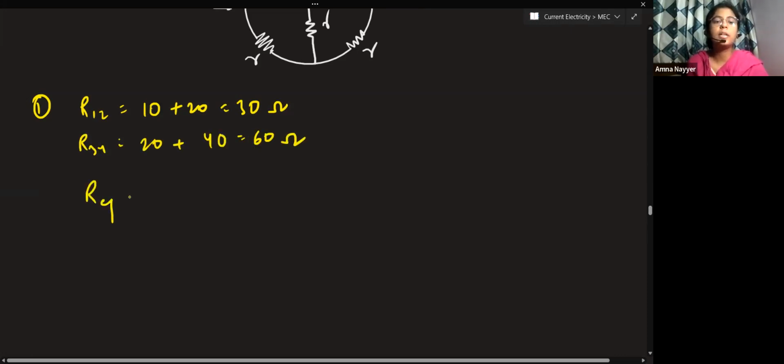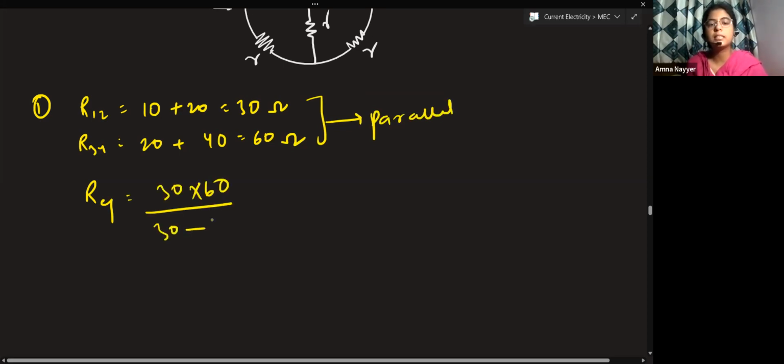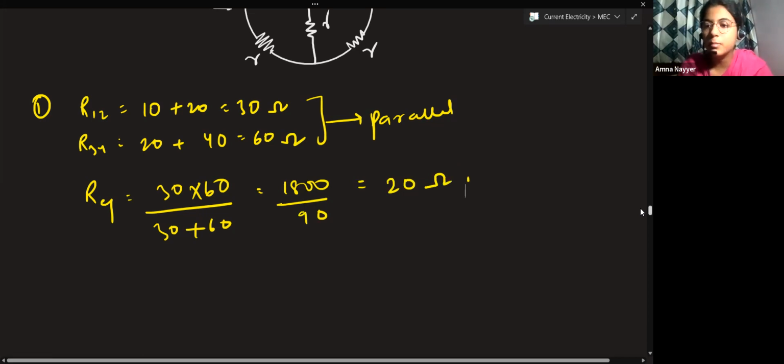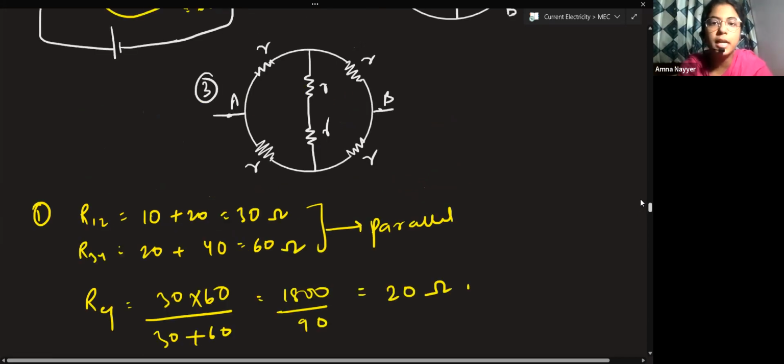Now R equivalent will be what? Both of these are connected in parallel. That becomes 30 into 60 by 30 plus 60. This is 1800 divided by 90, which is 20 ohms. This will be the answer for the first part, 20 ohms. So 20 ohms is right.